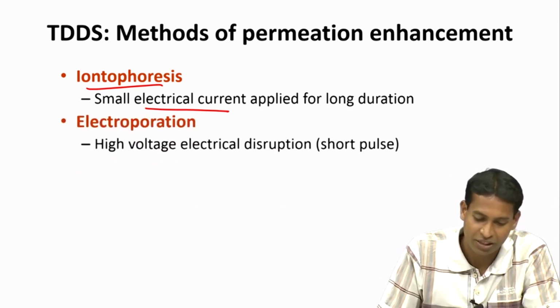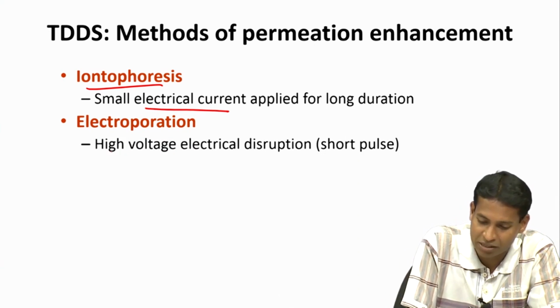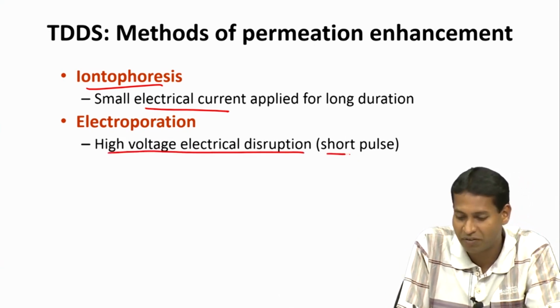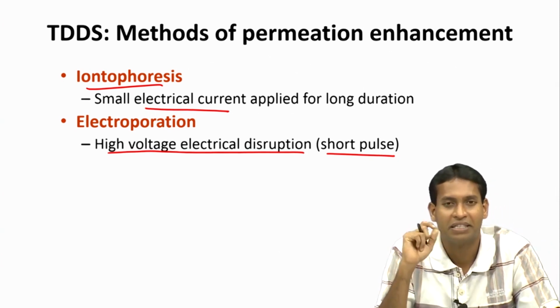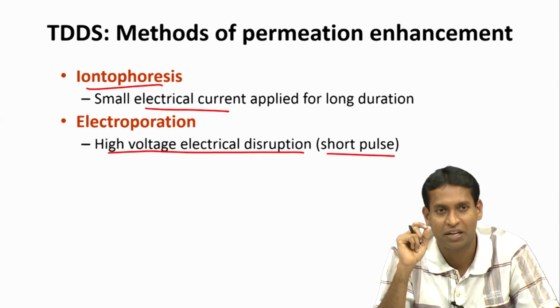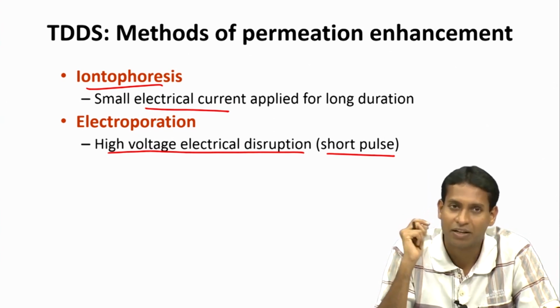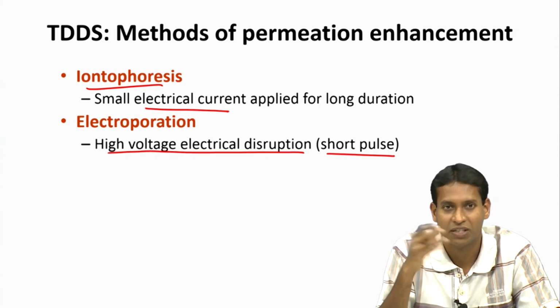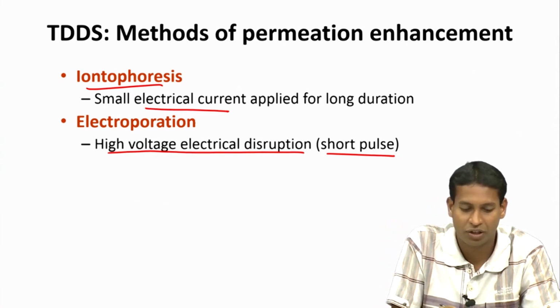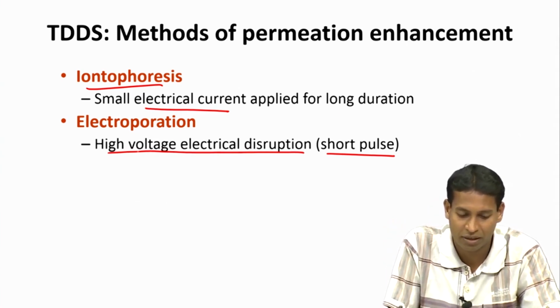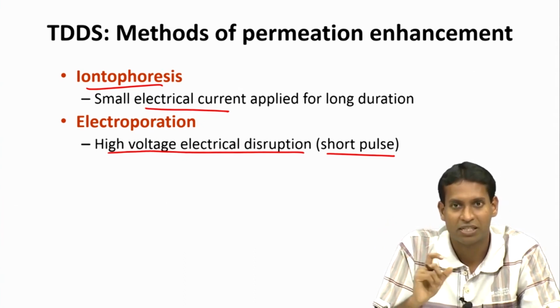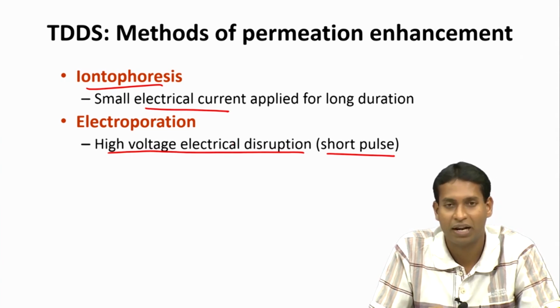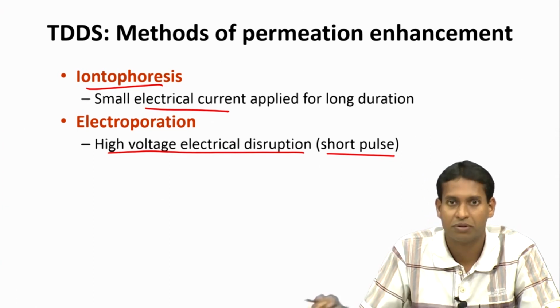Then there is electroporation, and in this case you are applying a high voltage to cause electrical disruption, but for a very short duration. So this is going to cause a little bit of pain to the patient, but it is for such a small duration that the patient does not really feel much of it. Again the concept is the same: because of this electric current, either long duration with low voltage or short duration with high voltage, you are going to cause destabilization of the molecular layer in the stratum corneum, and that is going to increase the permeability by quite a bit.